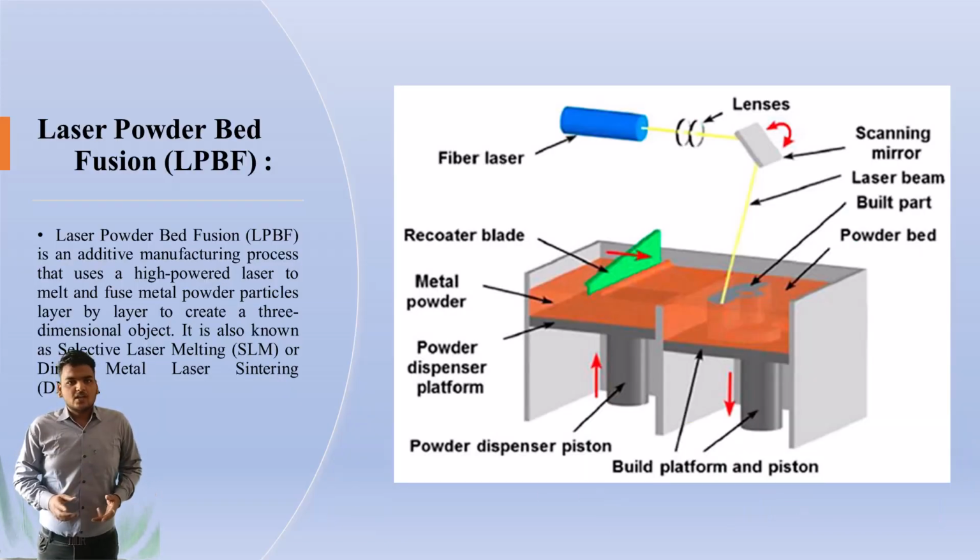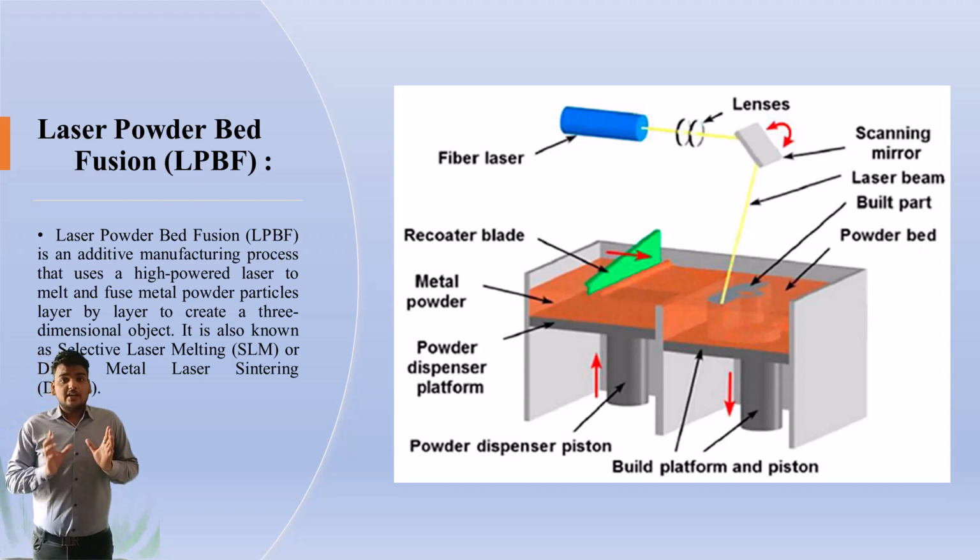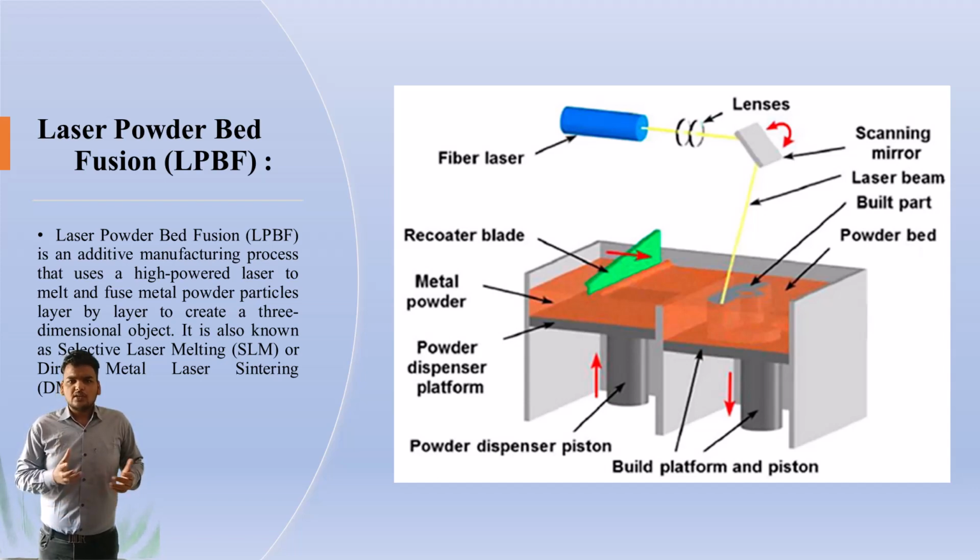Let's see them one by one. First is laser powder bed fusion. Laser powder bed fusion is an additive manufacturing process that uses a high powered laser to melt and fuse metal powder particles layer by layer to create a three-dimensional object. It is also known as selective laser melting or direct metal laser sintering.